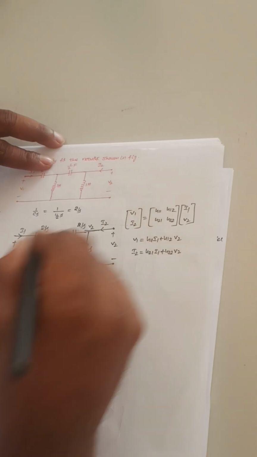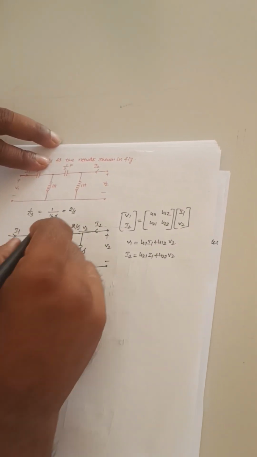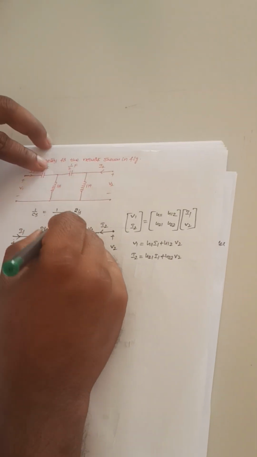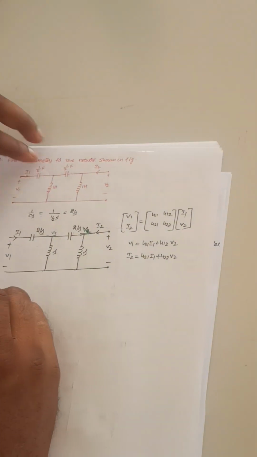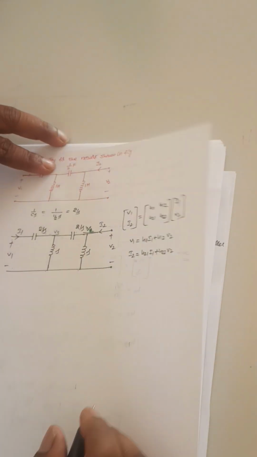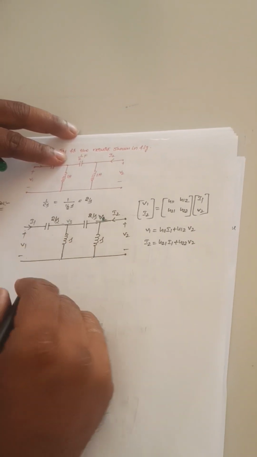So this voltage is V2, and this voltage is not equal to this voltage. Let us assume the voltage at this point is V3, and at this point is V2. Now let us write the KVL equation for this loop.